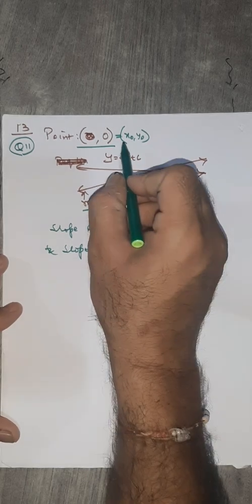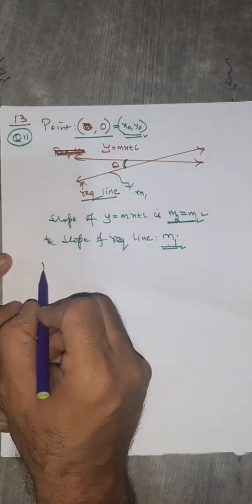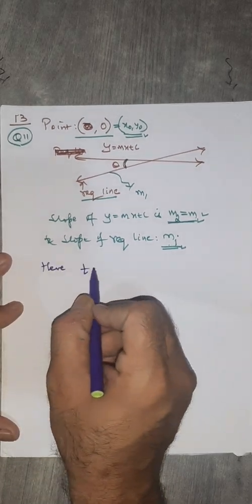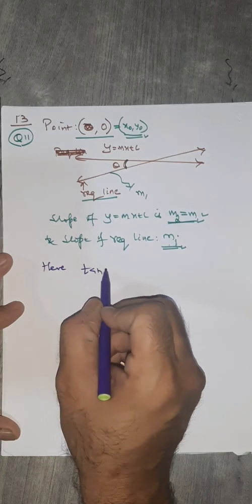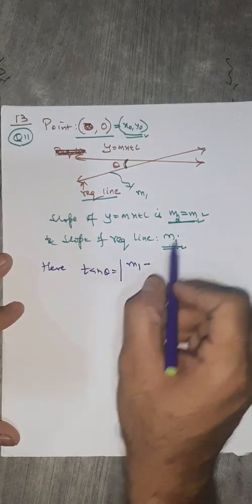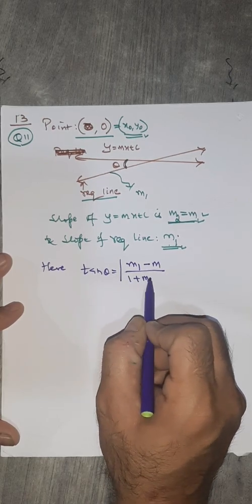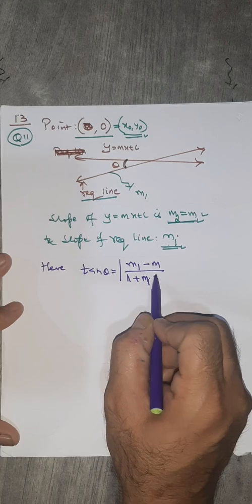Once we get the m1, we have the point, so we'll get the equation of the line. Question number 11. We are just following the solution of question number 11. Here you are given the angle theta. Your tan theta equals modulus of m1, which you want to get, minus m2, which is small m, upon 1 plus m1 into m2. m2 is m.